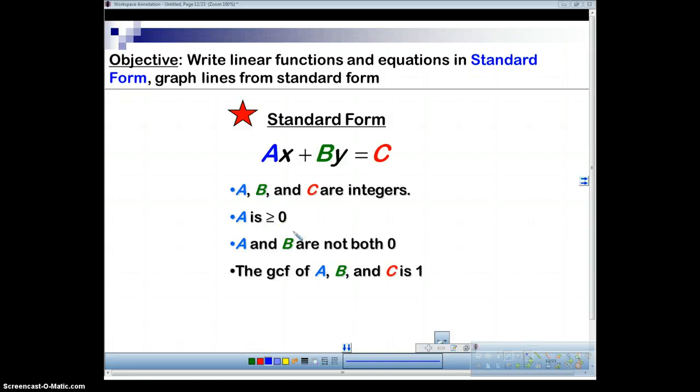Today I'm gonna look at writing linear functions and equations in standard form. And then we're gonna graph them. So let's take a look here. Standard form is written in the form of ax plus by equals c.